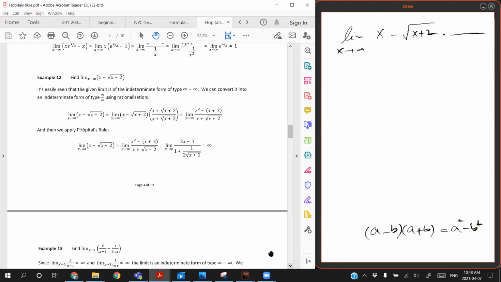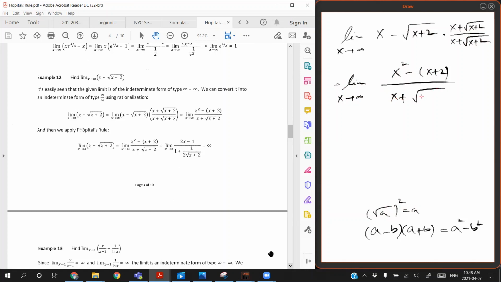So for this problem, we have to begin by multiplying the numerator and the denominator by the conjugate of the numerator in this case. So this becomes limit as x approaches infinity of, on top, we're going to have x squared minus this root squared. So what is root a squared? That's simply a. So we get x plus 2. At the bottom, we have x plus root x plus 2. If I simplify the numerator, I'm going to get x squared minus x minus 2. That would be the numerator. At this point, if I plug in infinity, I'm going to get infinity over infinity.